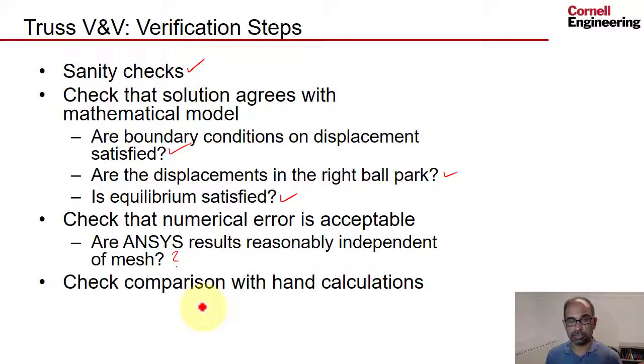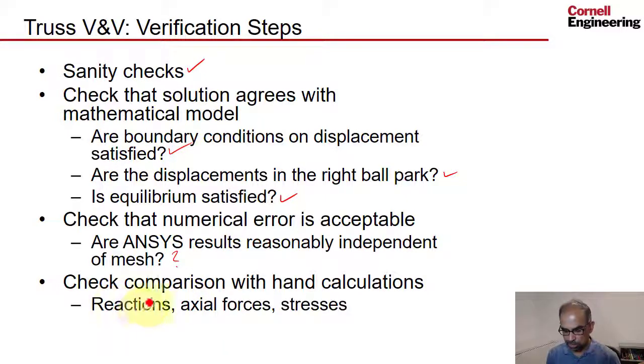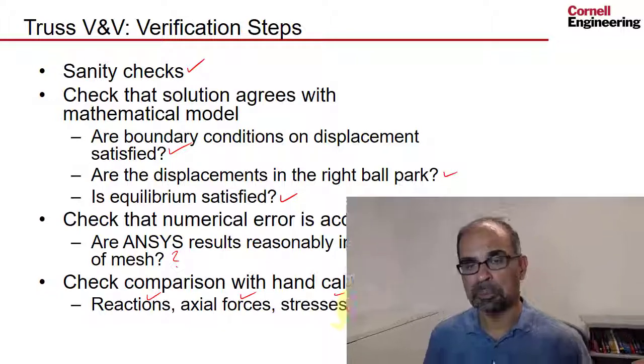And the other series of checks one can do is versus hand calculations, right? Because in pre-analysis, one does the hand calculations. So we can check the reactions, the axial forces, and the stresses, and we did all that. And in this case, the hand calculations are actually exact for the mathematical model. Okay, so we've done a series of checks, and one thing left to do is to see what's the effect of refining the mesh. Let's do that next.